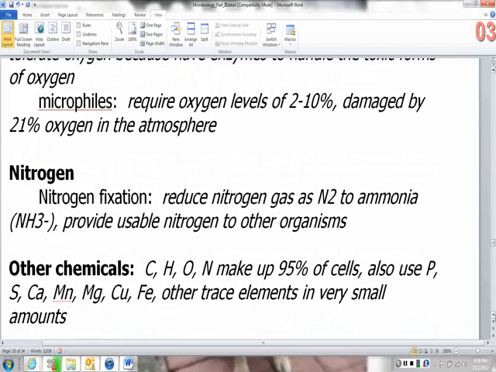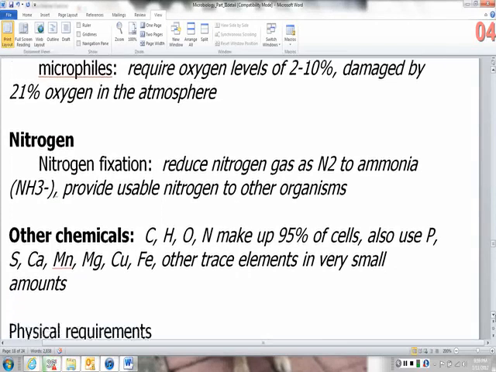Nitrogen is another important element. During nitrogen fixation, nitrogen gas from the air is converted to ammonia to provide a usable form of nitrogen to other organisms. Carbon, hydrogen, oxygen, and nitrogen make up 95% of the cell, but cells also use phosphorus, sulfur, calcium, manganese, magnesium, copper, iron, and other trace elements in very small amounts.